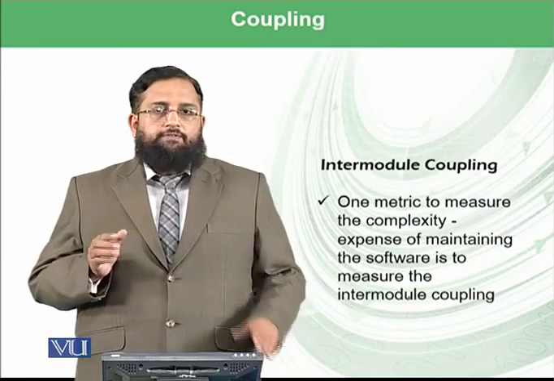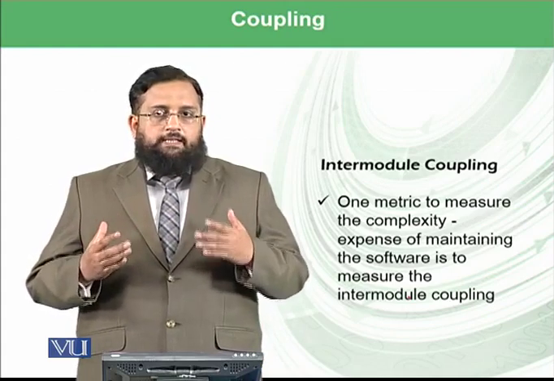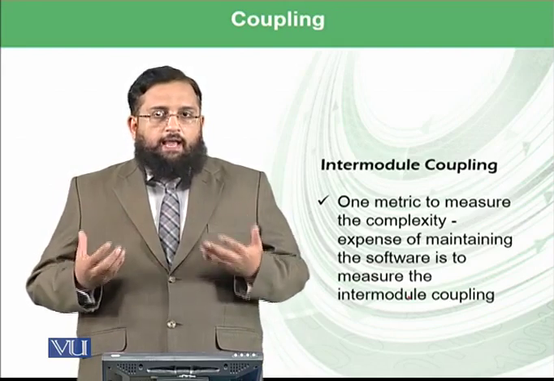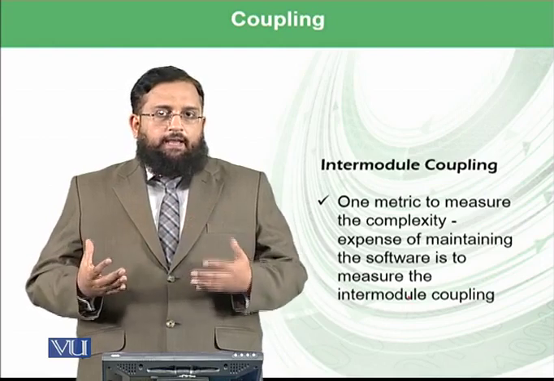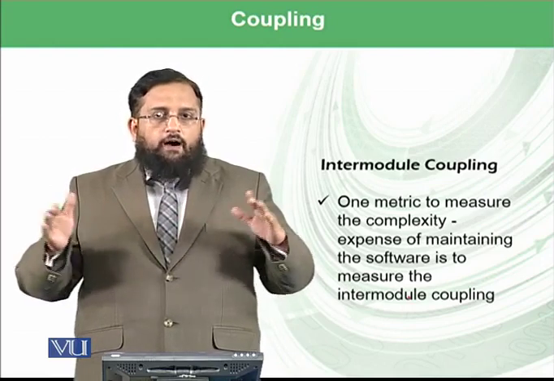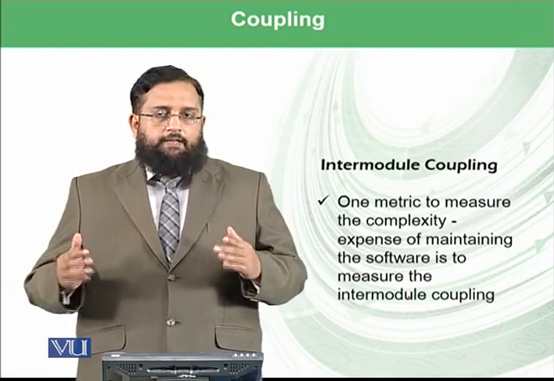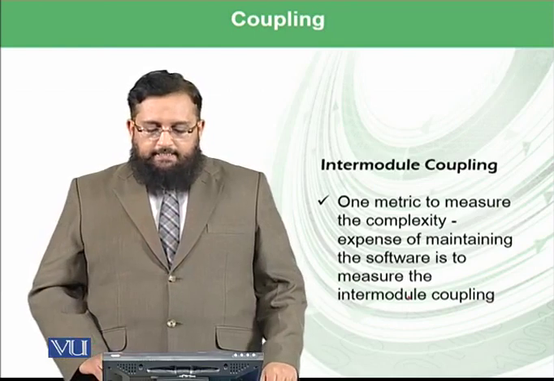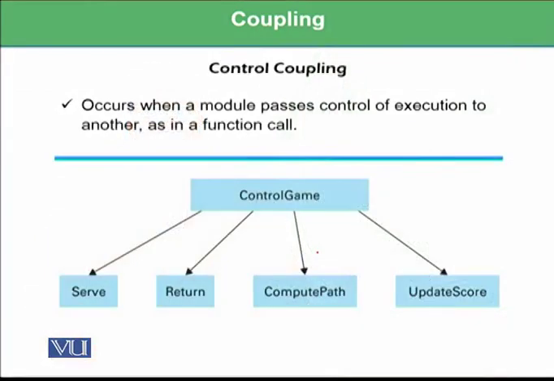Suppose a software has high intermodule coupling. This means that this software is complex and the cost of such software will be very high. If all of the modules have very little intermodule coupling, and they are not dependent on one another, this means that it is less expensive to maintain such software in the long run.